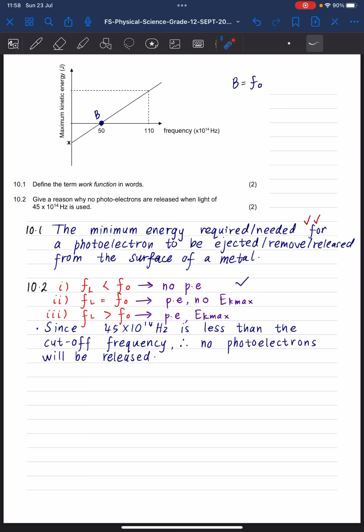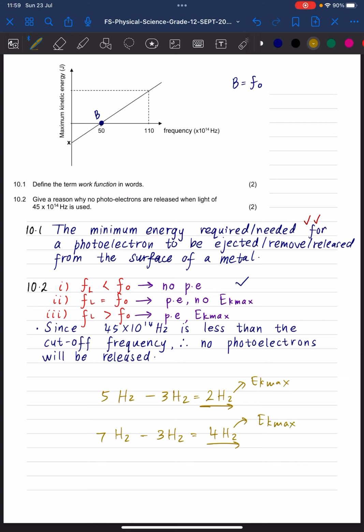Let me give a tangible example for this. So we have 5 hertz, and the required frequency to cause a photoelectron to be emitted is 3 hertz. I will have 2 hertz of frequency left, and this will all be taken by EK max. So this will affect the speed at which my photoelectron moves. But say I use a light of 7 hertz, and again the required is 3 hertz, I will have 4 hertz left, and this will be used for EK max to move this photoelectron.